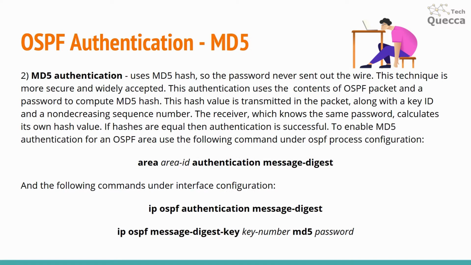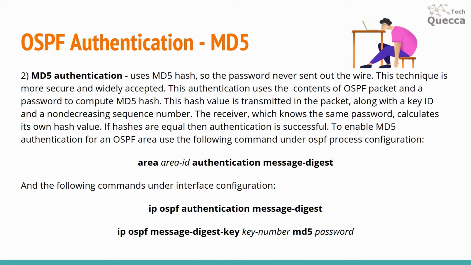MD5 authentication uses MD5 hash, so the password is never sent out on the wire. This technique is more secure and widely accepted. This authentication uses the contents of the OSPF packet and a password to compute an MD5 hash. This hash value is transmitted in the packet along with a key ID and non-decreasing sequence number. The receiver, which knows the same password, calculates its own hash value. If hashes are equal, then authentication is successful.